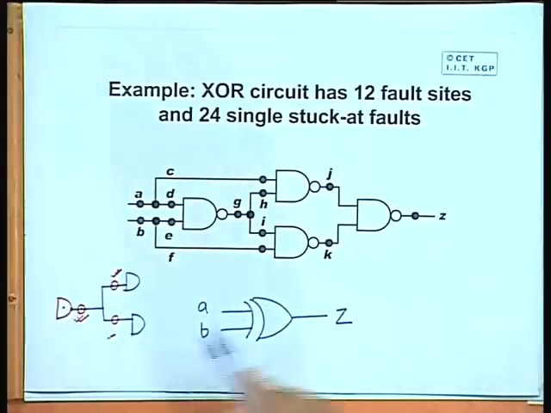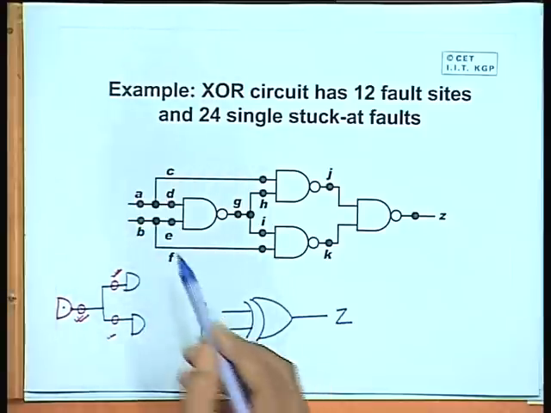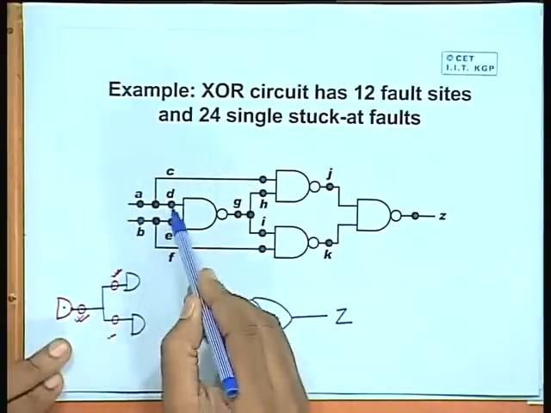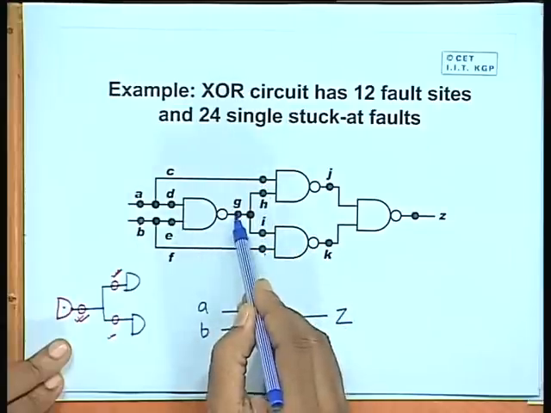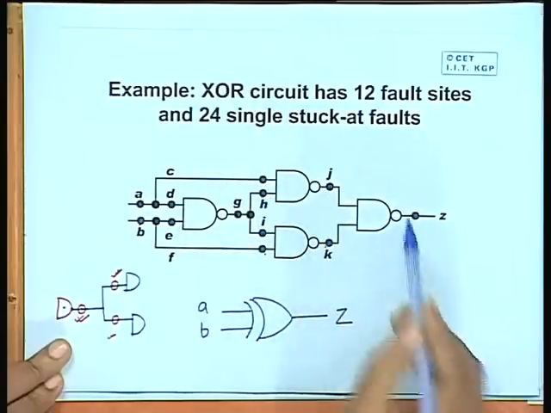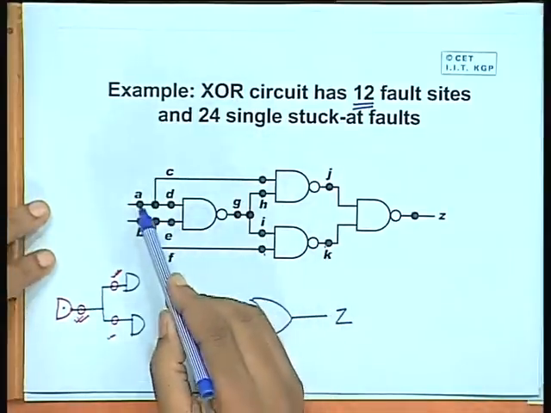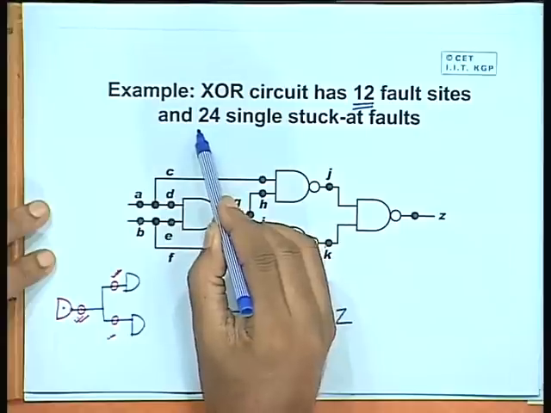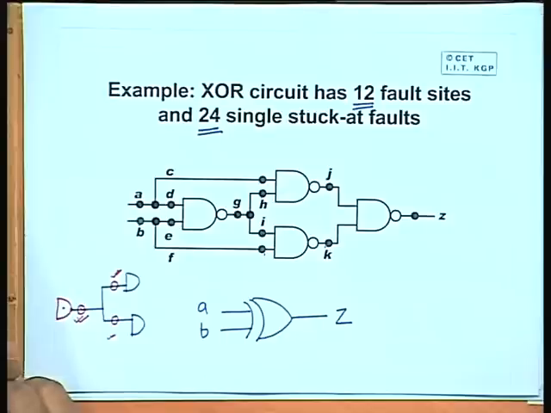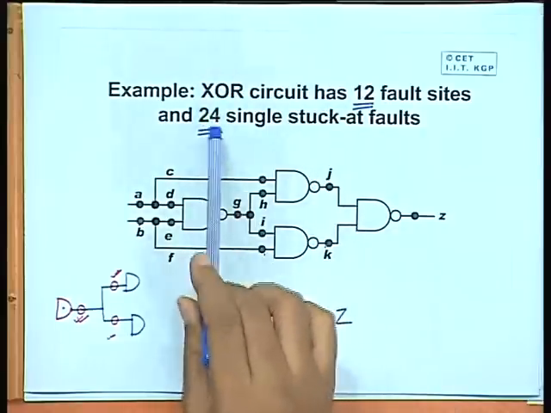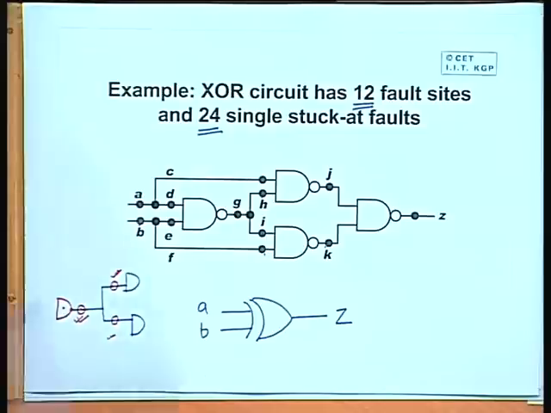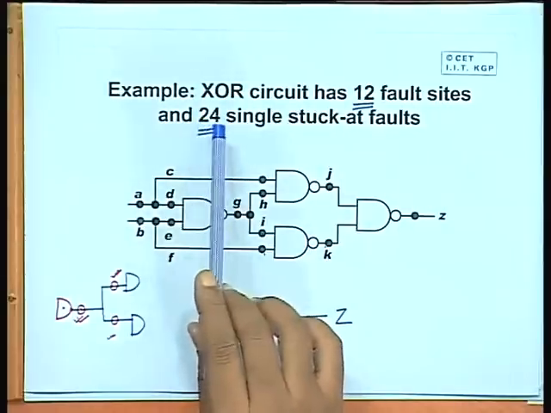So, in this circuit, you can see that there are many fault sites: 1, 2, there is a fan out, so 3, 4, 5, 6, 7, again a fan out, 8, 9, 10, 11 and 12. So, there are 12 fault sites, and since we can have stuck-at-0 and stuck-at-1 in all these fault sites, we can have 24 single stuck-at faults in this circuit. Well, now we will see that out of these 24, in this example circuit, we can eliminate many of the faults because they are not required to be tested. We can reduce the number of faults to be tested from 24 to a smaller number.